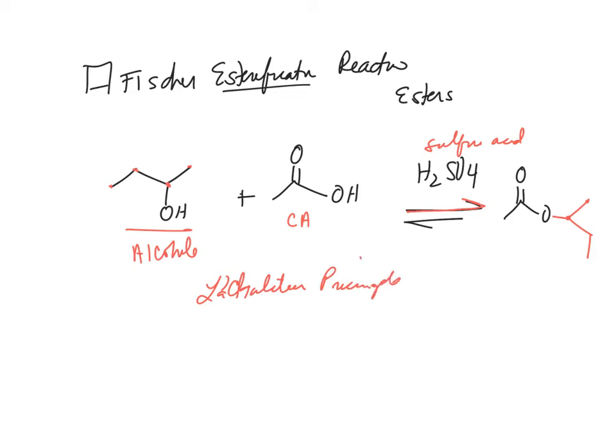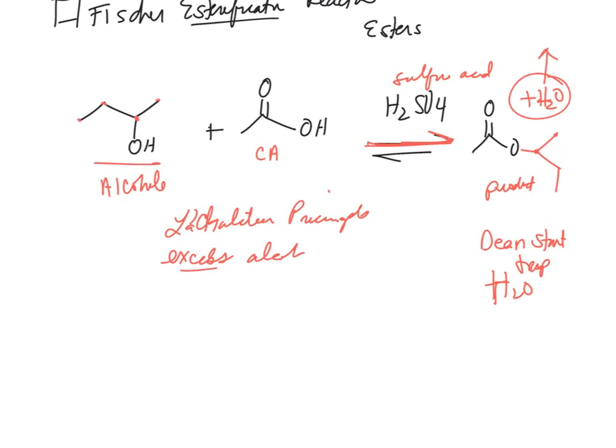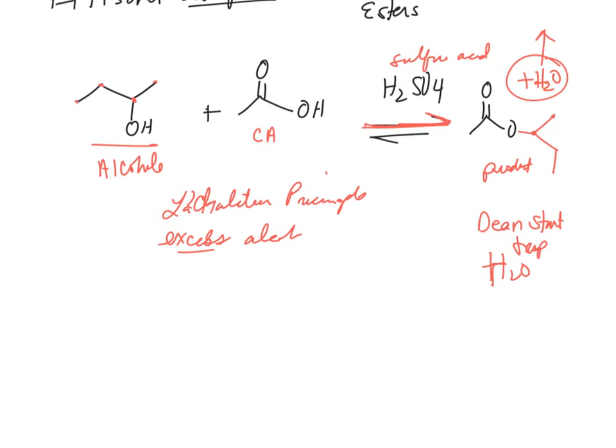So you basically do an excess of alcohol, and that's going to push it forward to the product. And then sometimes you will use a thing called a Dean-Stark trap. And it will trap water, because you also get water. And if you pull the water off, it will pull this reaction forward. So what does the mechanism look like? Well, let's look at the mechanism.